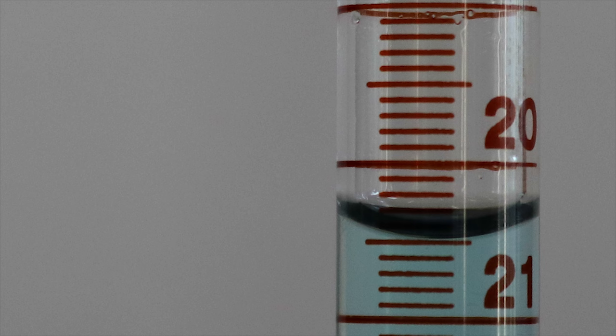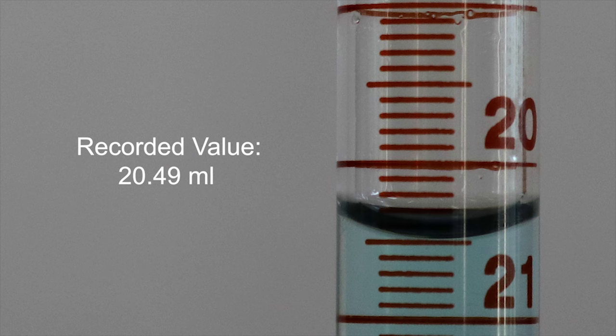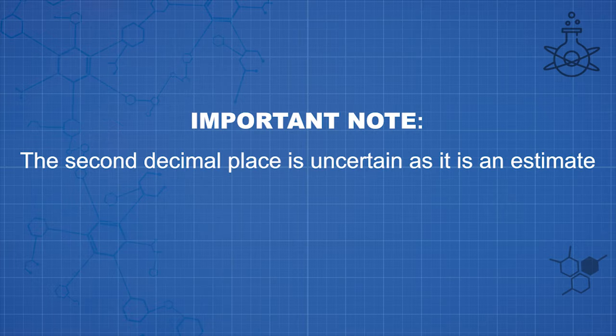In the example, the bottom of the meniscus is closer to the bottom line, so the range is from 0.07 to 0.09 milliliters. Now, we give an educated estimation and choose one of those values. In this case, it is 0.09 milliliters, and so the final recorded value is 20.49 milliliters. You must always record to two decimal places, as the second decimal contains the uncertainty of the measurements, as we have to estimate the value.